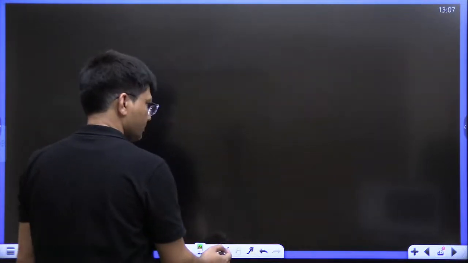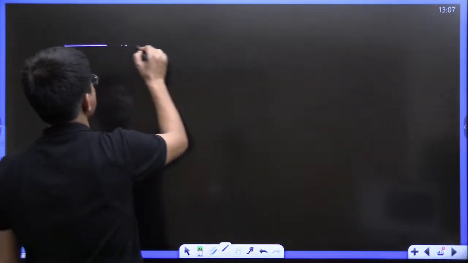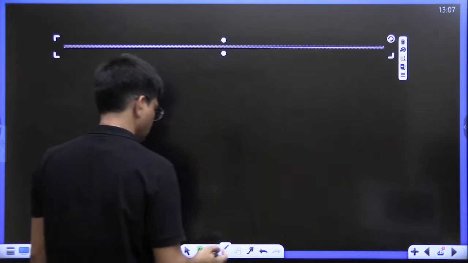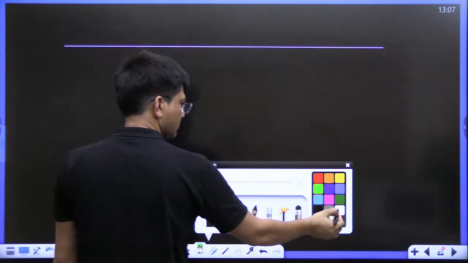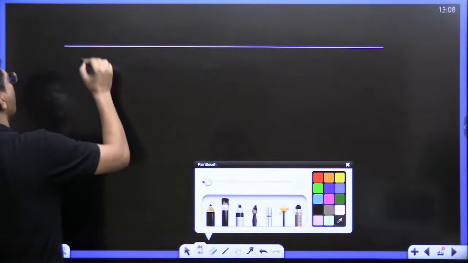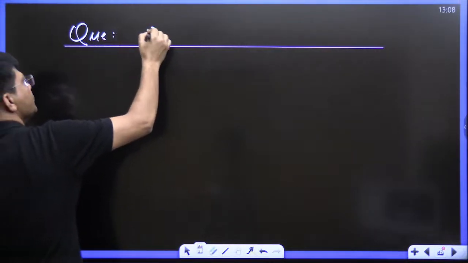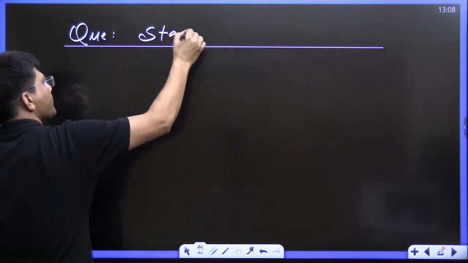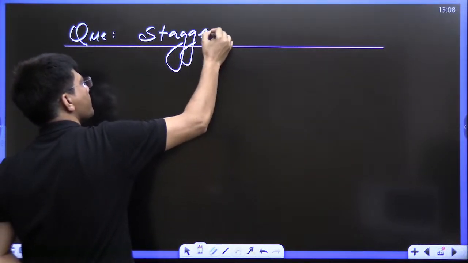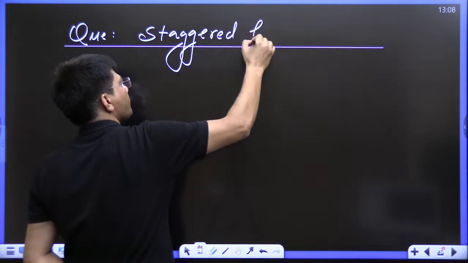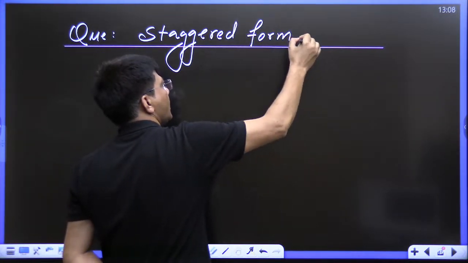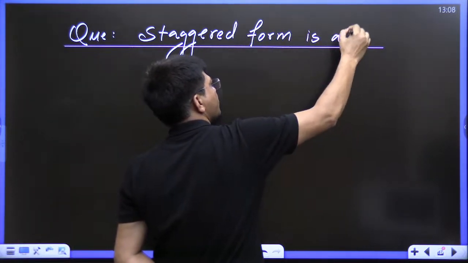Now see, kids, second question. The second question you have to do right now, and the third question will be homework. See, second question. True or false? Staggered form is always more stable.